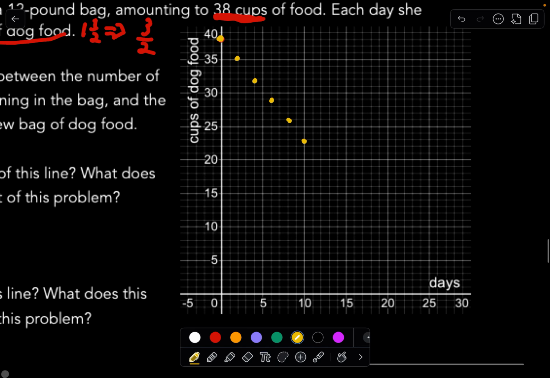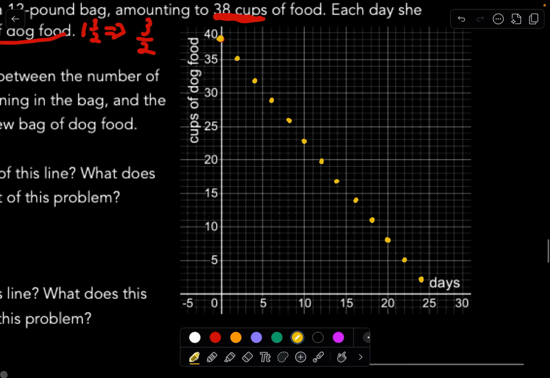Down 1, 2, 3 to the right, 1, 2. Down 1, 2, 3 to the right, 1, 2, and so on, continuing the same pattern down the graph.